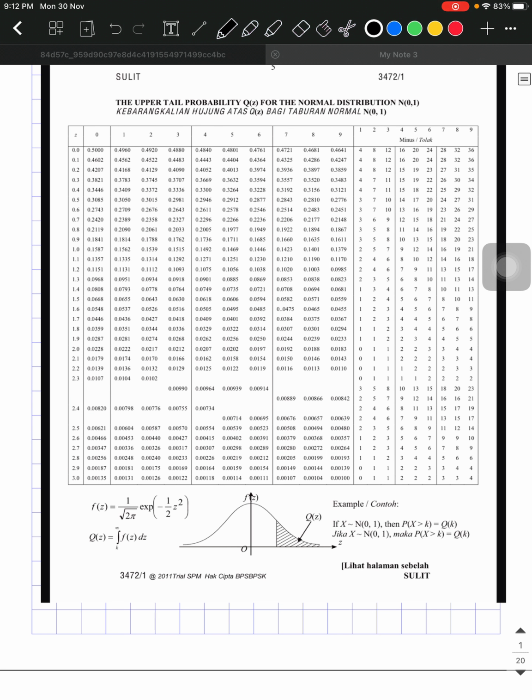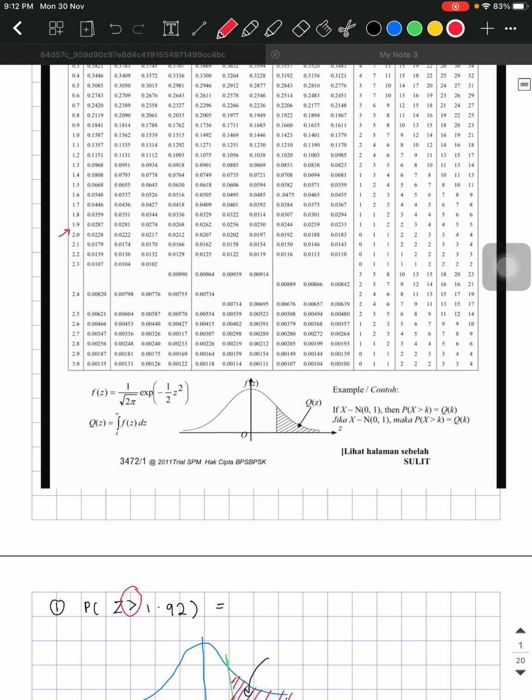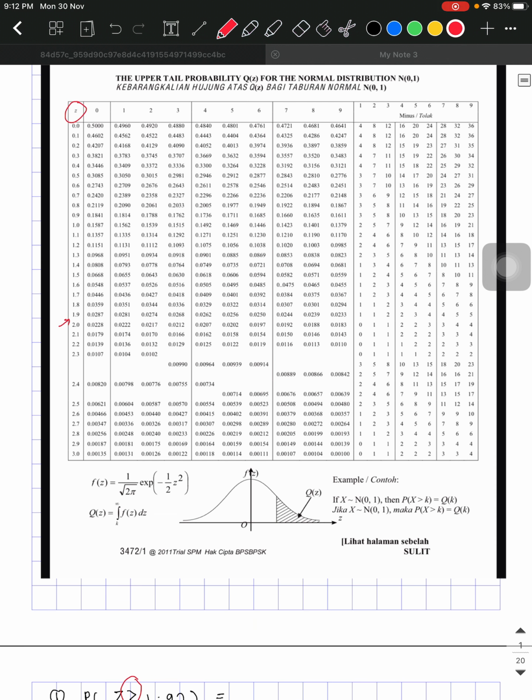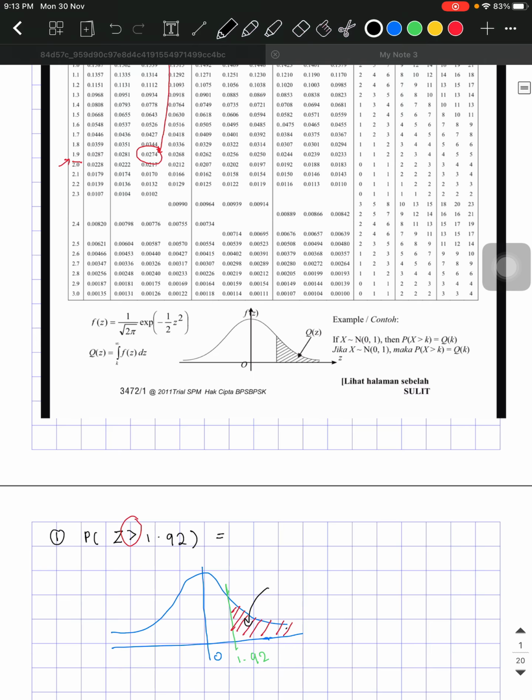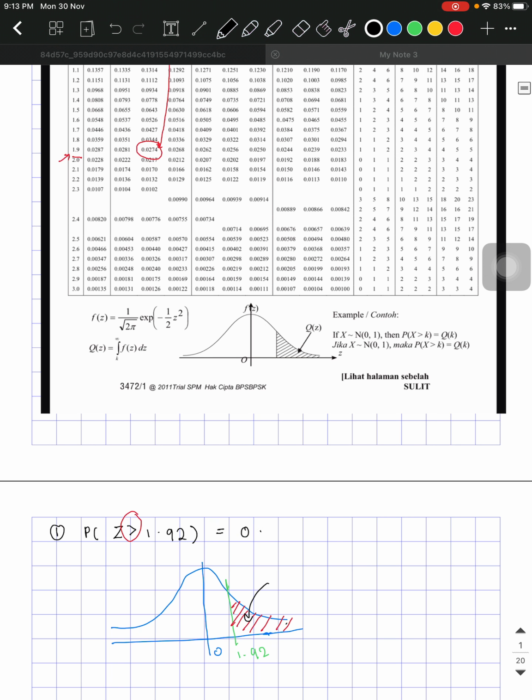You need to use the normal distribution table. This is the z. Look at the 1.9. The question is 1.92, right? So you have to take the 2 here and find 1.9. So you can see 1.92, and the answer is 0.0274. So write down your answer. Your answer is 0.0274.